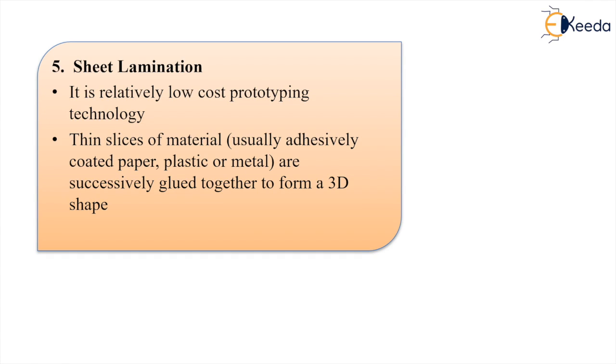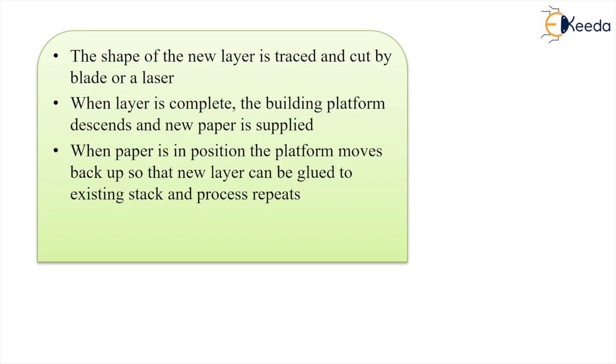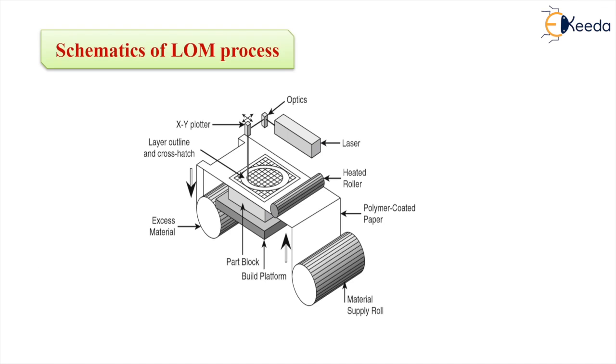If you look at the process, see here, there are two rollers to control the supply of this paper with heat activated glue to the building platform. When new paper is in position, it gets flattened and added to the previously created layer using this heated roller.